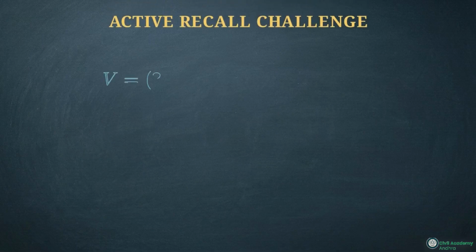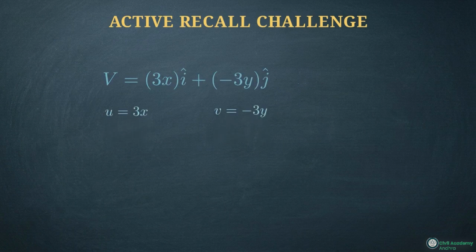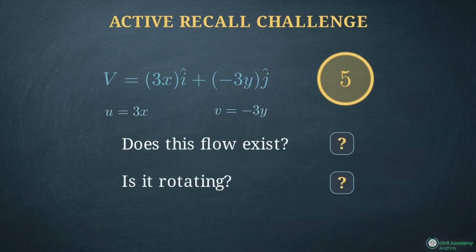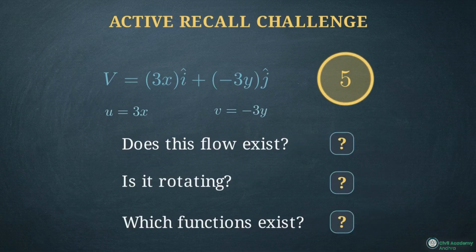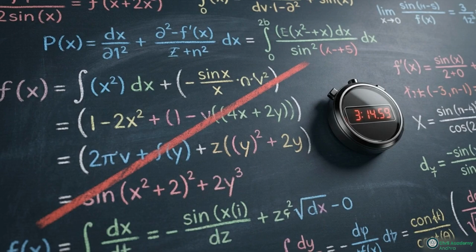Let's put this together in an active recall test. You have a velocity field where v equals 3xi plus negative 3yj. Take 5 seconds. Does this flow exist? Is it rotating? And which functions exist? Applying conceptual rules to skip pages of unnecessary calculus is how you beat the clock on these exams.